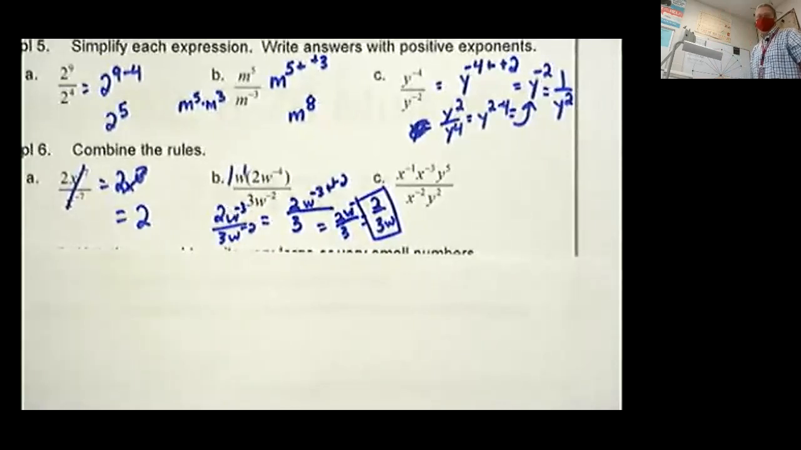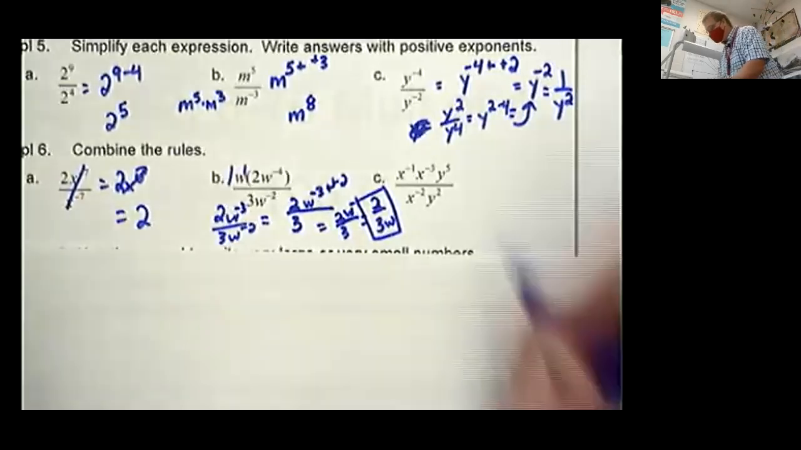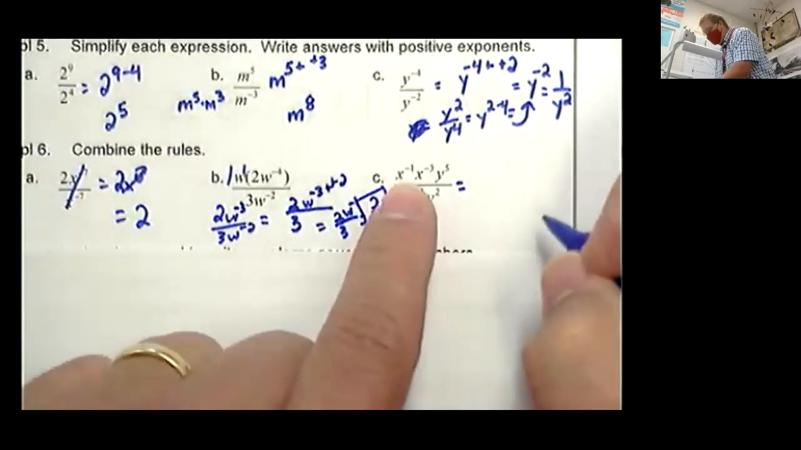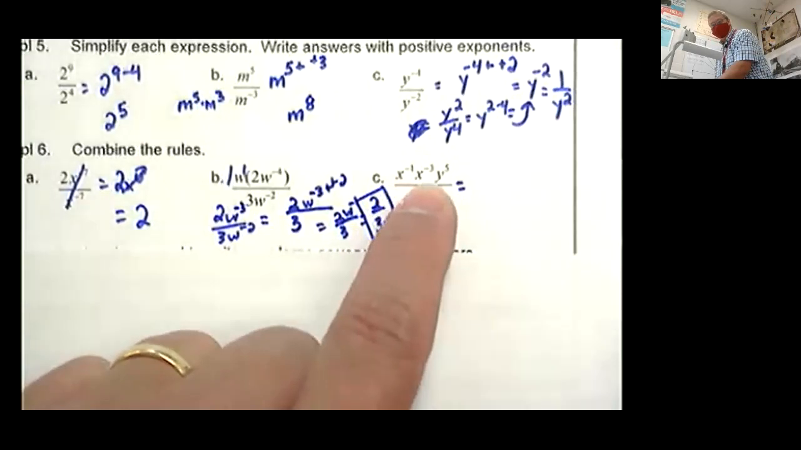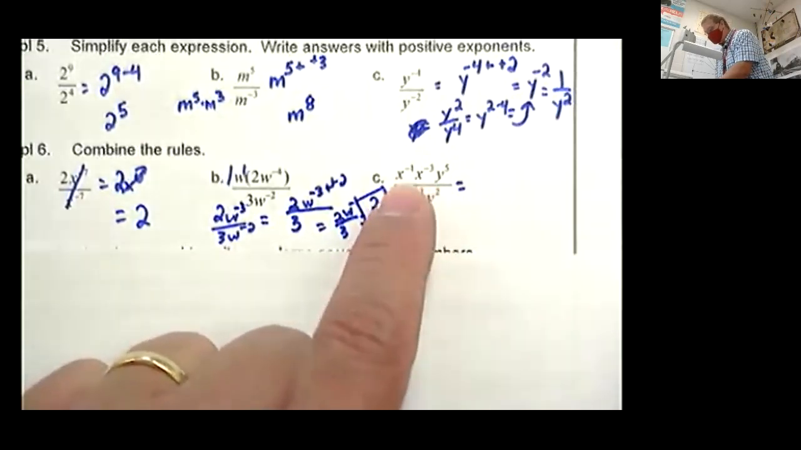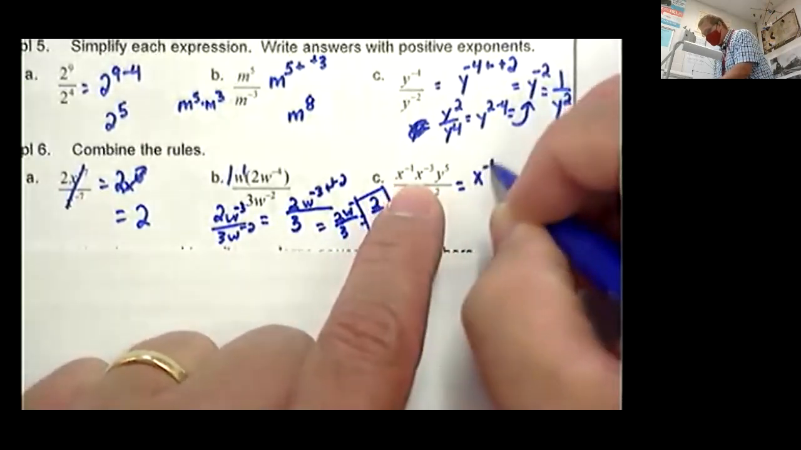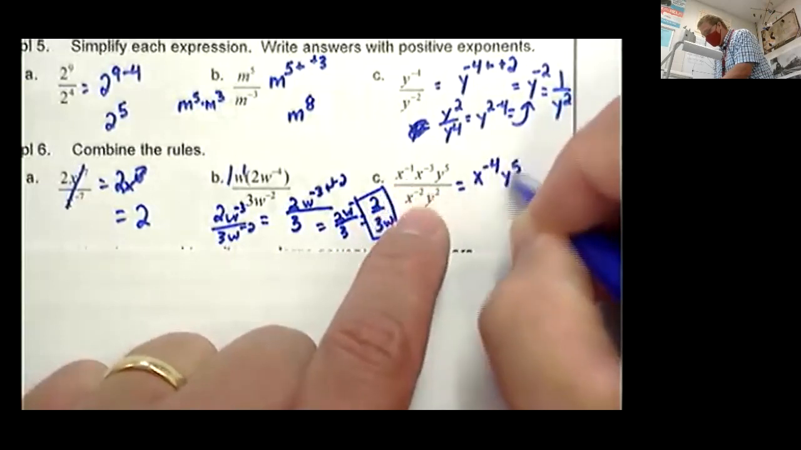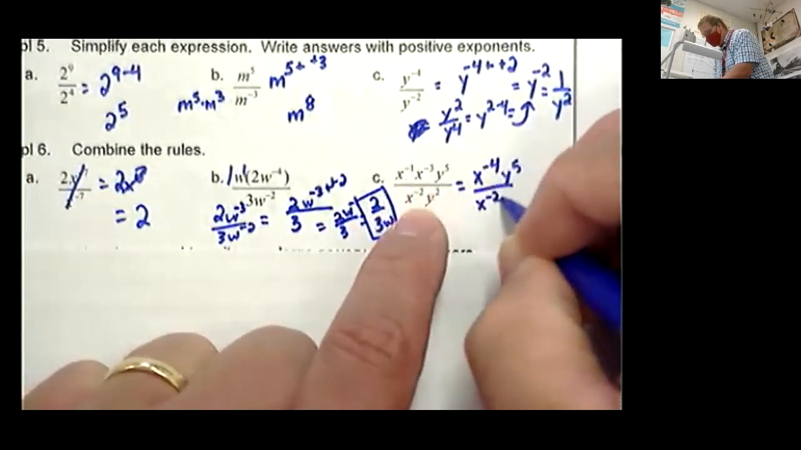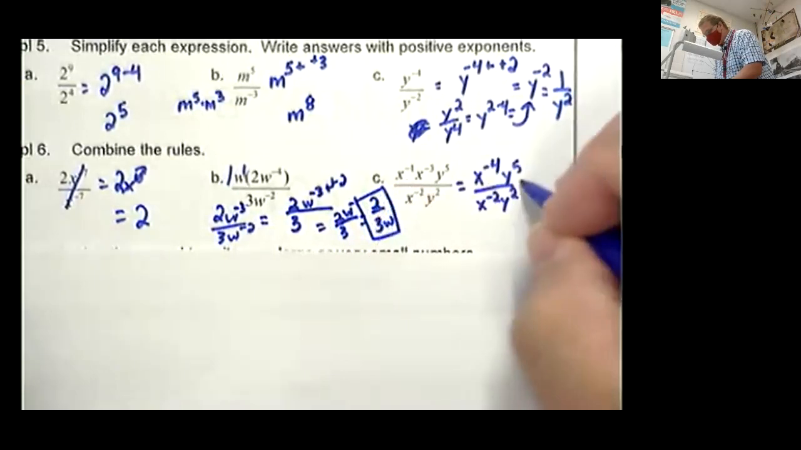Letter C, we have some choices. My recommendation here is you're going to simplify the numerator, simplify the denominator, and then we'll look to do top and bottom. Let's simplify the numerator. That's x to the negative 1st times x to the negative 3rd. We're multiplying the bases, so we're going to add the exponents. That's x to the negative 4th, y to the 5th, over x to the negative 7, y squared.